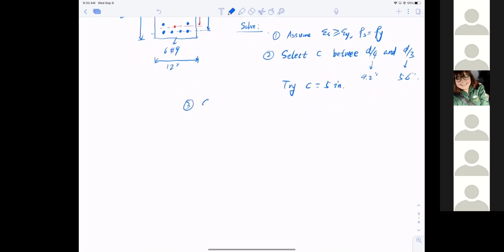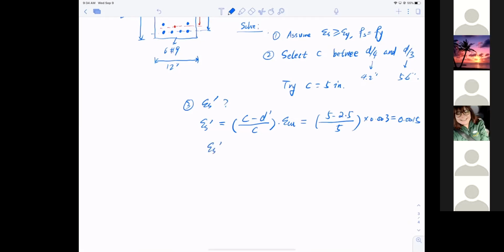So how about my compressive strain, epsilon s prime? Epsilon s prime equals c, which is the actual compressive zone, minus d prime, divided by c, multiplied by epsilon cu. So 5 I tried, 2.5 I know, divided by 5, and then 0.003, and I got 0.0015. Marshall, can you tell me if this strain is bigger or smaller than the yield strain?